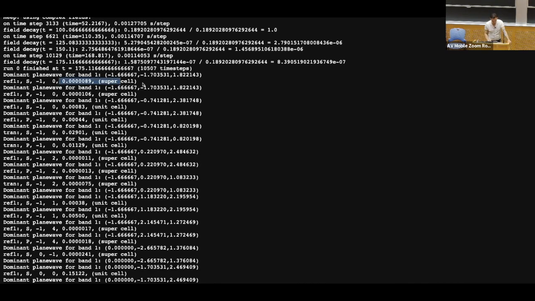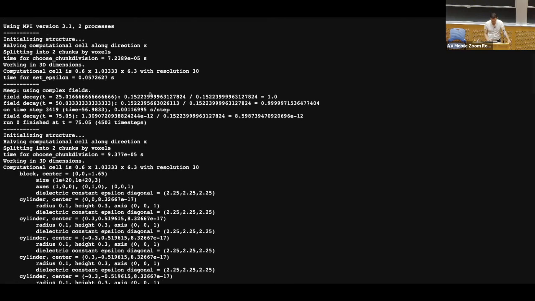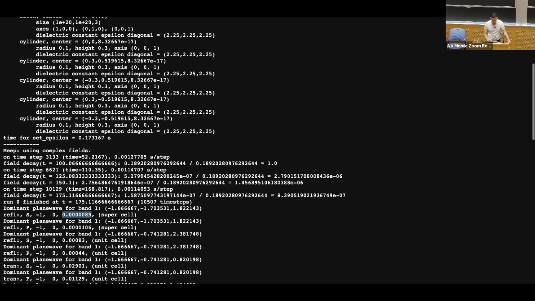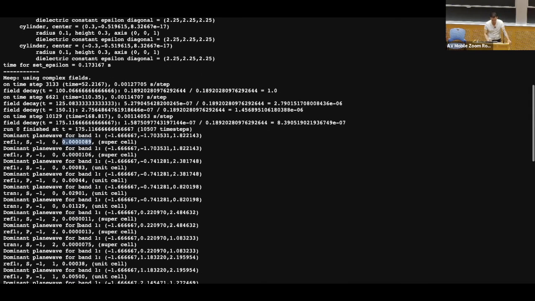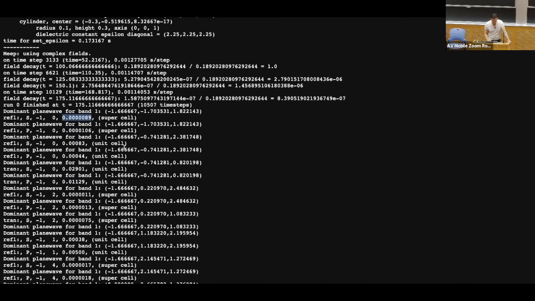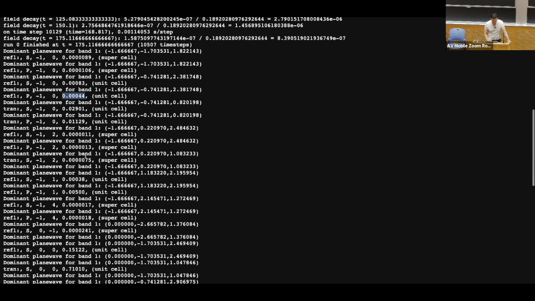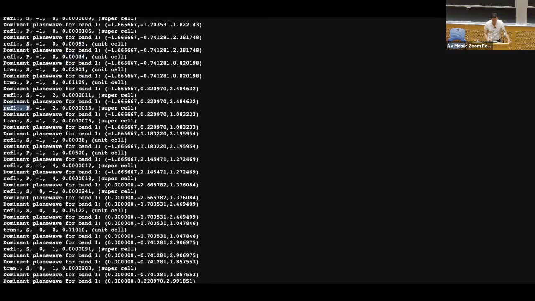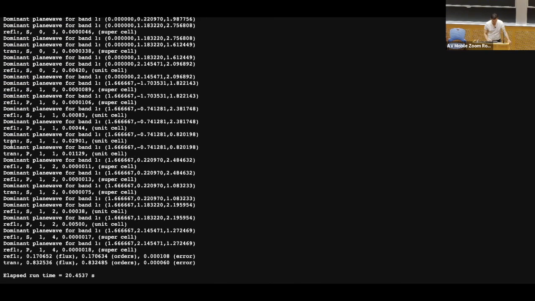So you can see here, it shows you whether it's a supercell reflected order or a unit cell. You can see the ones for the supercell have negligible power, as they should, right? And if you increase the resolution even higher, these should converge to 0 because they're artificial orders, as I mentioned already. The ones for the unit cell, though, should have some non-zero order, and you'll see this clearly in the output. So again, this shows you the reflected orders as well as the transmitted orders, okay?